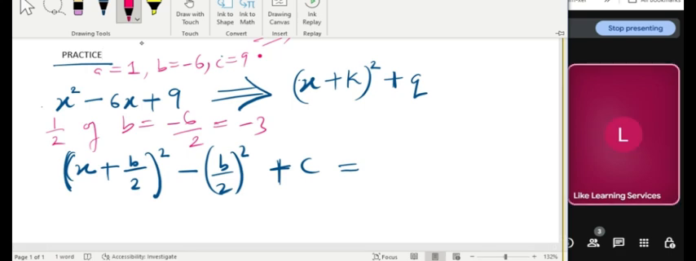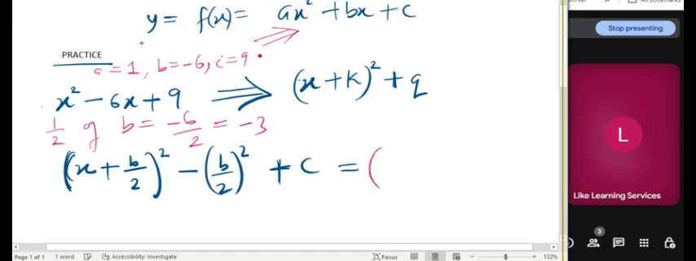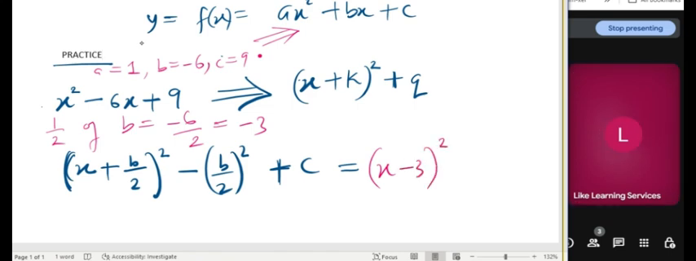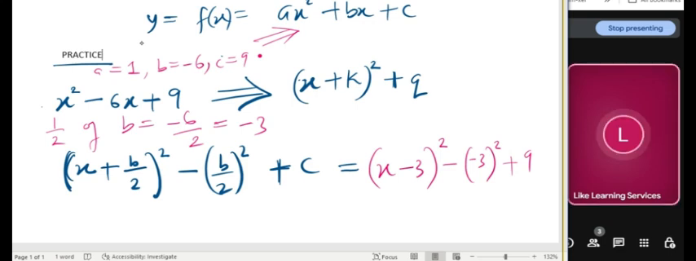Let's substitute. Bracket x minus 3, because b over 2 is minus 6 over 2, so plus b over 2 would now be minus 3. Close the bracket, all squared. Then minus minus 3 squared, plus 9. Why am I giving something that doesn't have a c? Anyway, no problem. So that would be x minus 3 all squared minus 9 plus 9.